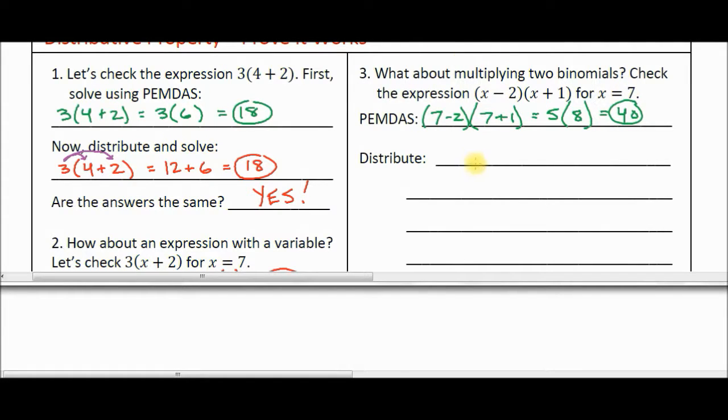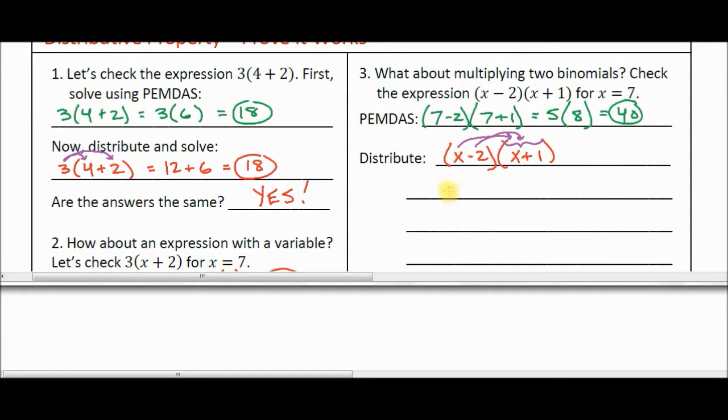Now I'll change to red, which I should have done in the last question. Let's go ahead and use distribution. All right, we've got x minus 2 times x plus 1. We're not going to substitute until the very end. The distributive property says we're going to distribute the x to the second term, which is a binomial, and then we're going to distribute the negative 2 to the second term, which is a binomial.